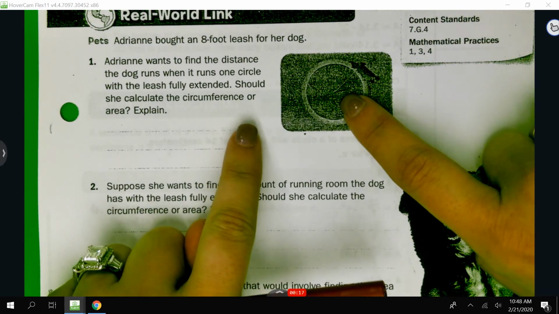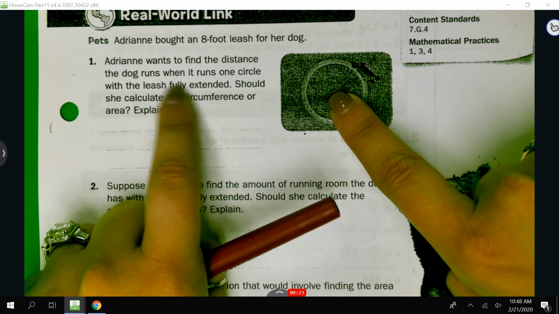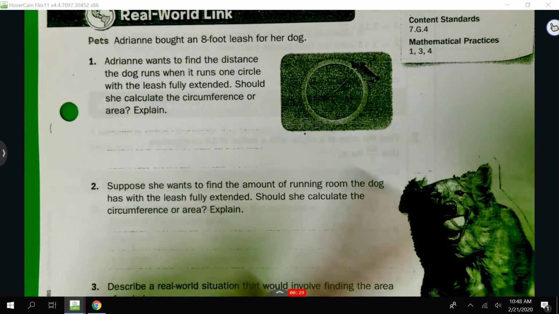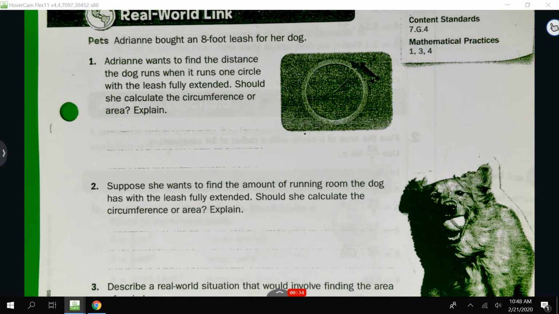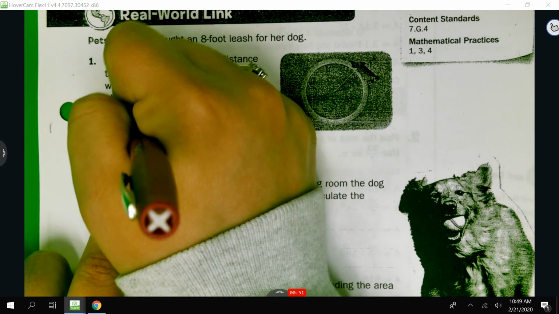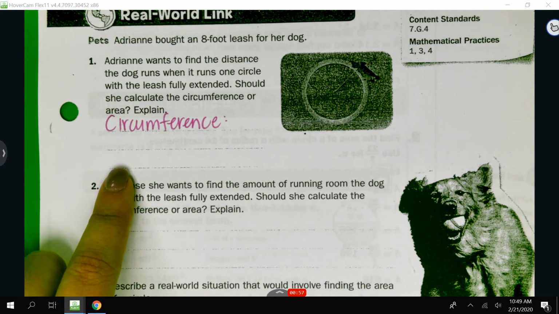It's kind of hard to see in the picture, but if Adrienne is holding the leash and the dog is running completely straight as far as the dog can, and she runs in a circle, and I want to know how far she's running, would I need to calculate the circumference or the area? Why? Because running in a circle, right? The distance around the circle is the circumference. So you would want to find the circumference, because it's the distance around the circle.